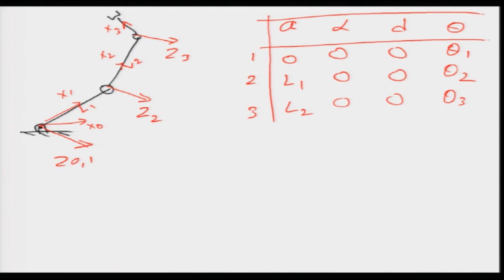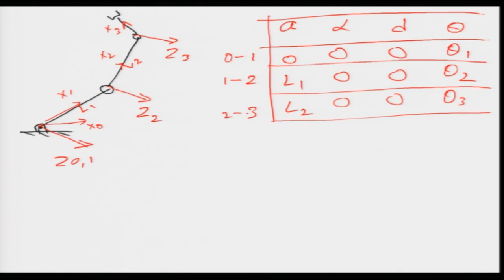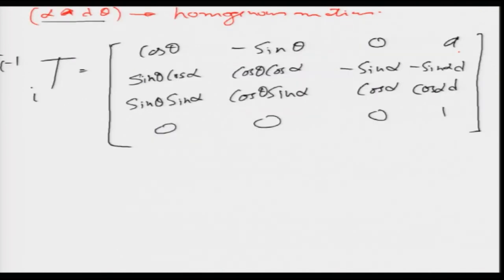Now, taking one row of this table, this is a matrix and these are arrays. This is the relationship between joint 0 and joint 1, this is 2 to 1, and this is 3 to 2. I want to find the transformation matrix which will relate axis 1 to axis 0. So I take the first row of A, alpha, D, theta and put it in this matrix, and what I will get is T 1 to 0.